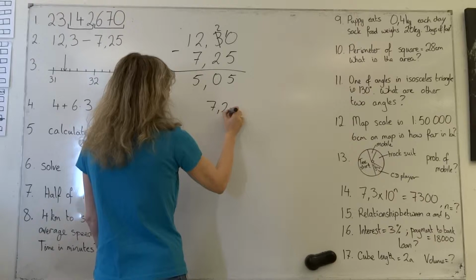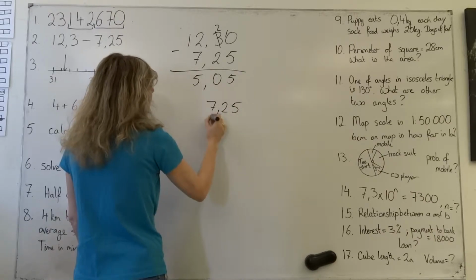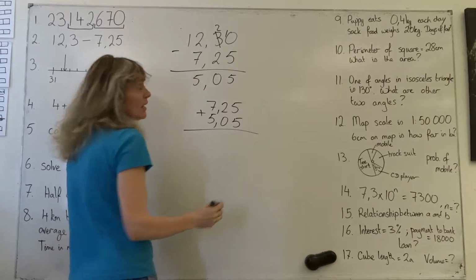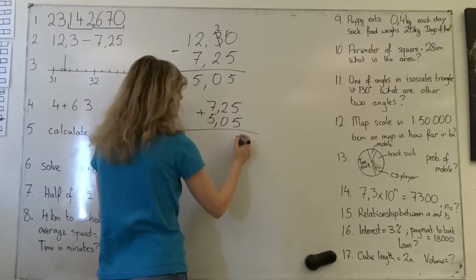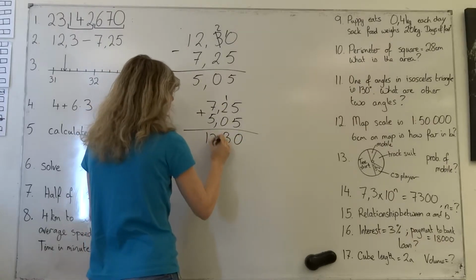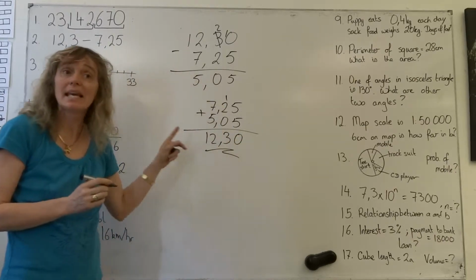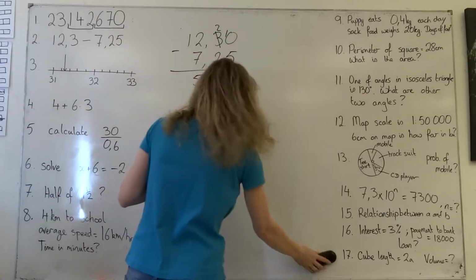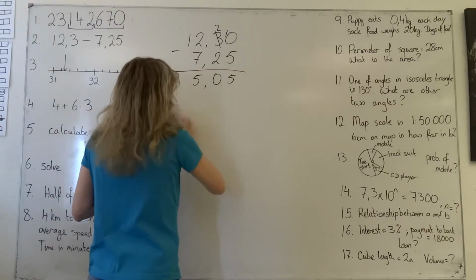So just do a little check. Add 7.25 and 5.05 together. If you've done it correctly, you'll get the answer you started with. 10, 3, 7 and 5, 12. 12.3. Yes, it's easy to make a silly mistake on these ones. So do your double check and you know that you haven't made a silly mistake.